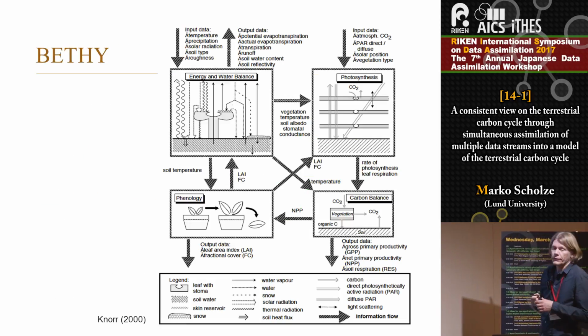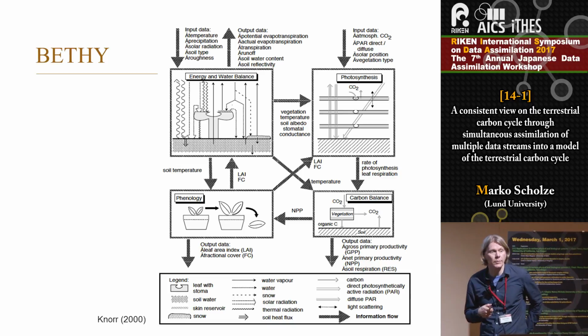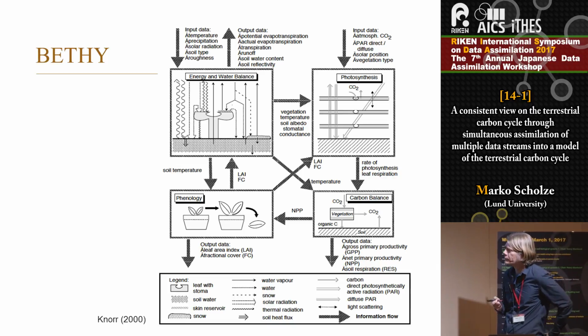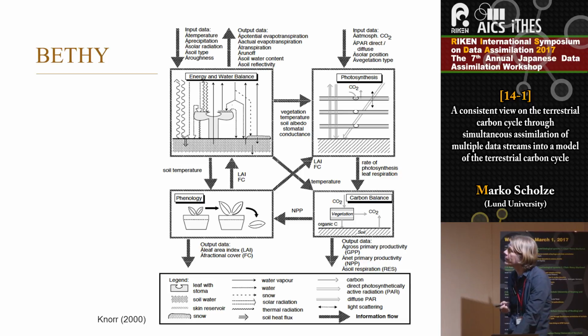And this is showing you a sketch of the model. It has different compartments or modules. It solves the energy and water balance, calculates photosynthesis, and has a phenology model and a carbon balance model. It's a highly nonlinear model, quite complex. There are many different logarithmic equations or these Michaelis-Menten relationships, which makes it sometimes a bit difficult to use in a data assimilation framework.